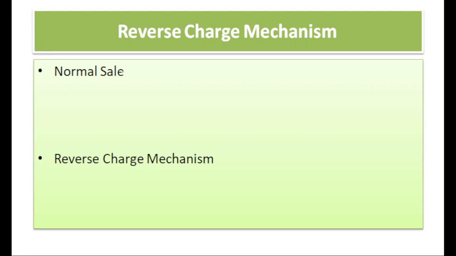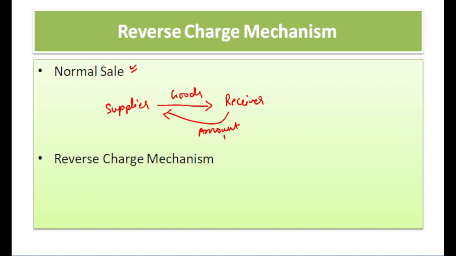Before that, we'll see under a normal sale, what would happen for the tax collection. There would be a supplier of goods and there would be a purchaser or receiver of goods. He would supply him goods and the receiver would pay the amount plus GST, which is the tax. Then what the supplier would do? The supplier would deposit this tax to the government.